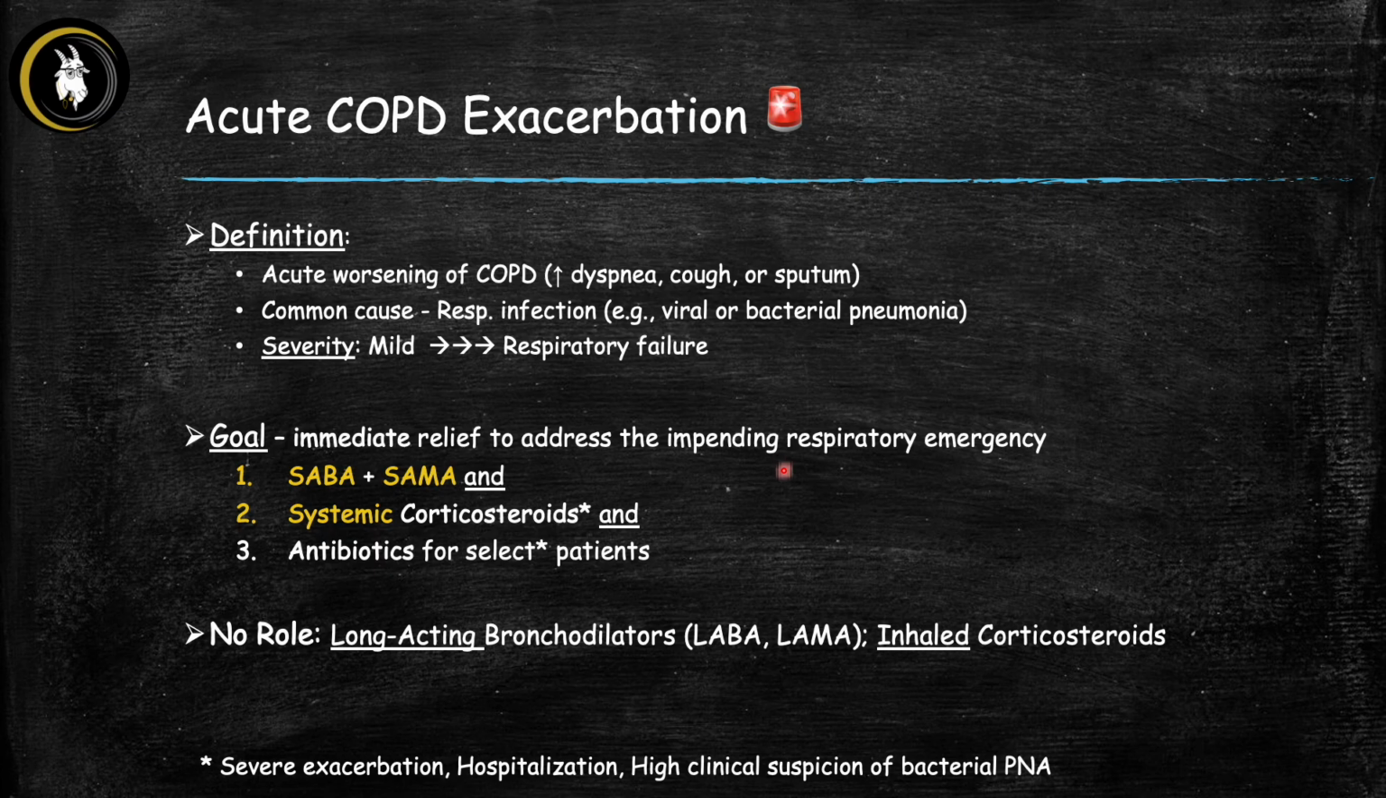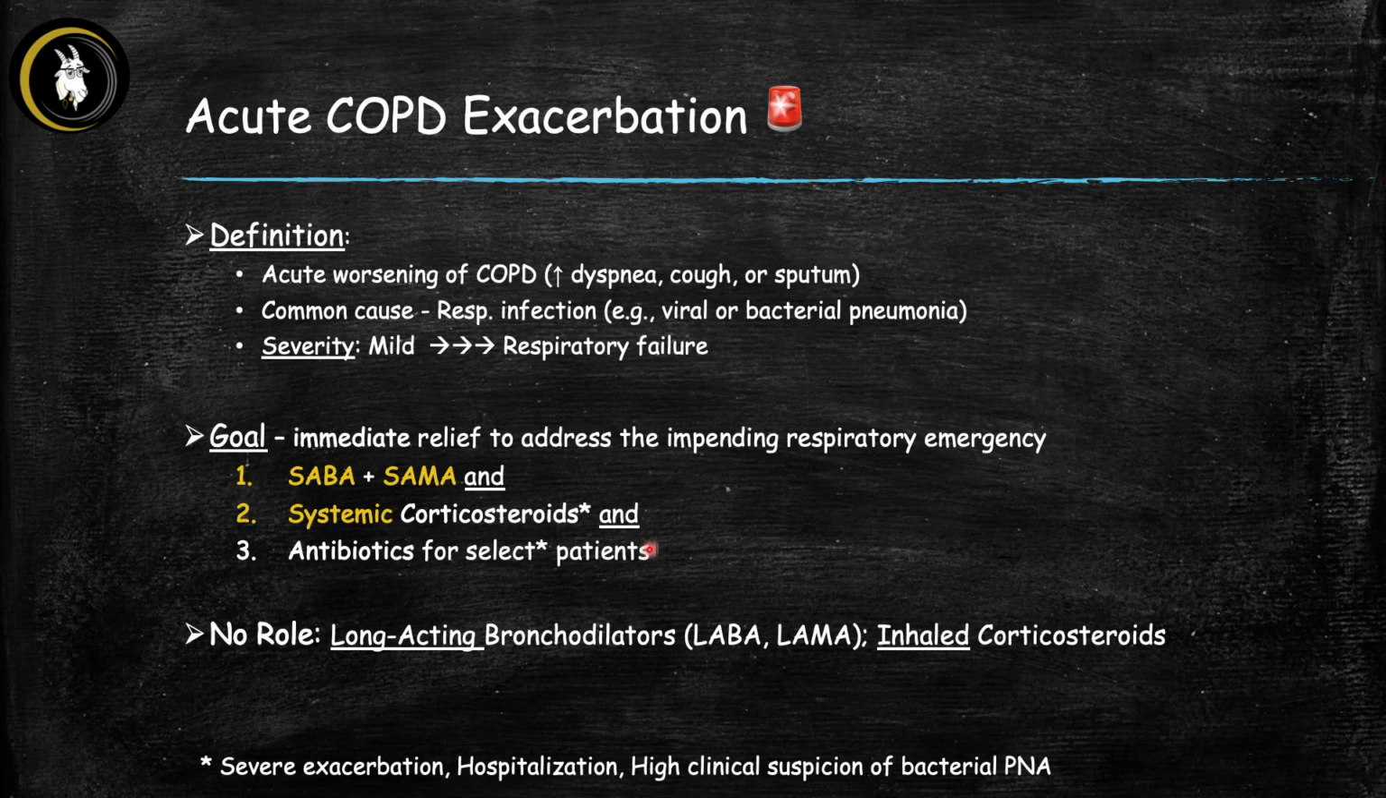So for bronchodilators, we're going to use the short-acting ones, so the SAMAs and the SABAs, because they have the fastest onset of action. For steroids, we're going to go with the systemic steroids because they'll have much stronger effects than the inhaled corticosteroids, and that's what we need in the short term to get us through this acute exacerbation.